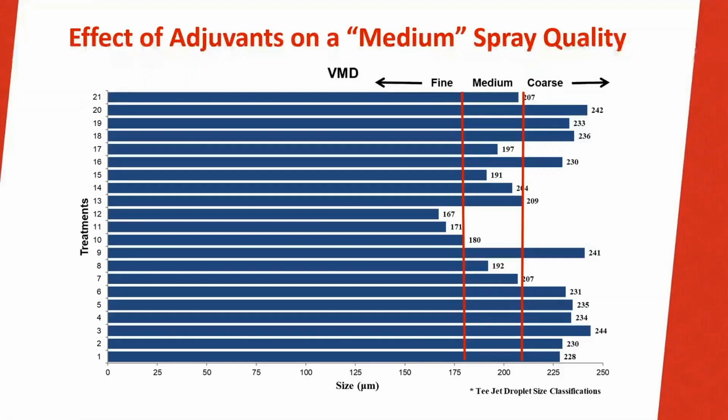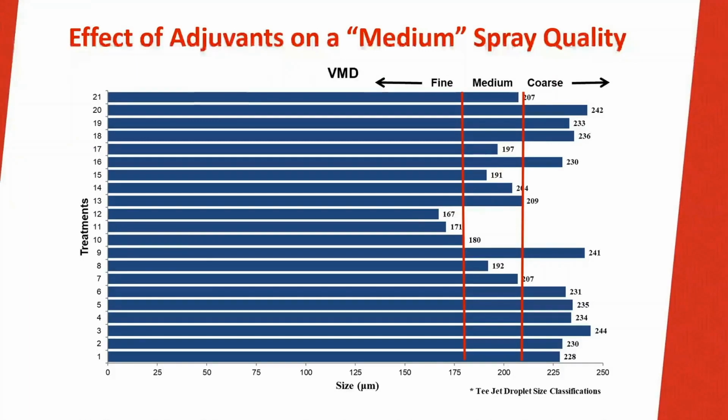You can see here that for several instances, we were able to change the droplet size classification from medium to coarse droplets because of the adjuvants. So the adjuvants increase the droplet size, and help us mitigate drift potential. And you can also see that for some instances, we didn't change the droplet size that much. The droplet size was still classified as medium. And for a few instances here, especially in treatments number 12 and 11, we actually decreased the droplet size. So droplets, instead of medium, passed to the fine droplet classification. So we were actually increasing our drift potential for these applications.